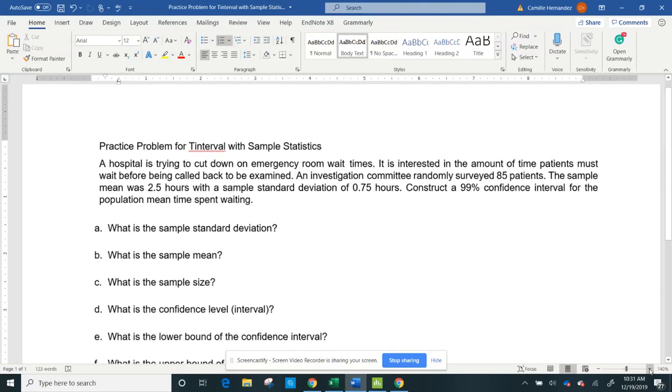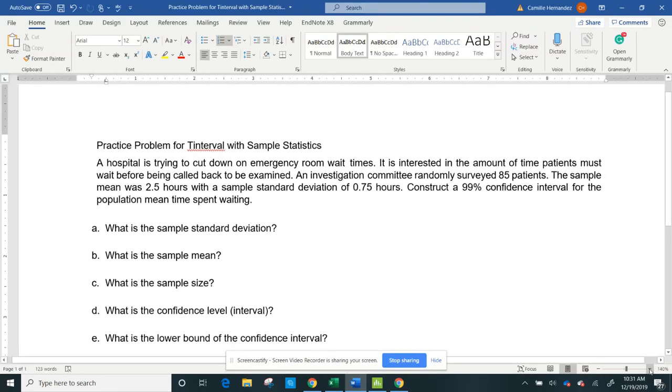So now let's do a practice problem for t-interval, and specifically t-interval with sample statistics. A hospital is trying to cut down on emergency room wait times. It is interested in the amount of time patients must wait before being called back to be examined. An investigation committee randomly selects 85 patients. The sample mean was 2.5 hours with a sample standard deviation of 0.75 hours. Construct a 99% confidence interval for the population mean time spent waiting.